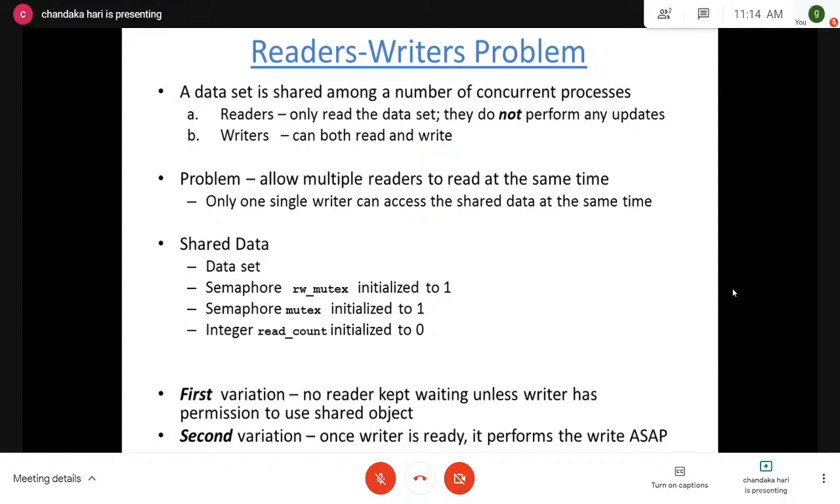That's it. If one reader completes its read operation, the count value becomes 3 minus 1, 2. Another reader completes, again 2 minus 1, 1. Another reader completes, 1 minus 1. Now the read count value becomes 0. Once the read count becomes 0, if anyone makes a requisition for write, then immediately a write lock is obtained, and the write operation is allowed to continue.